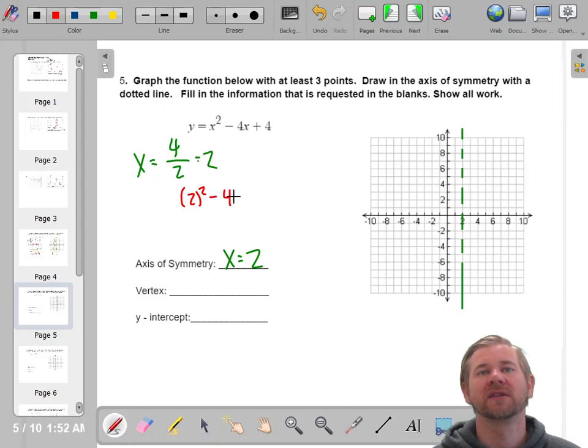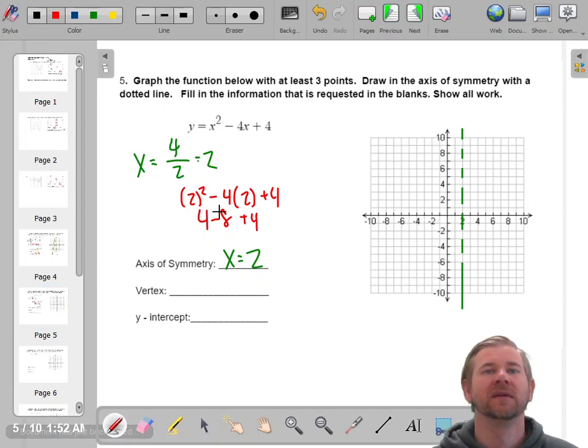2 squared minus 4 times 2 plus 4. We can do this without a calculator. 4 minus 8 plus 4. Negative 4 plus 4 is 0. So 2 comma 0. The vertex is on the x-axis.